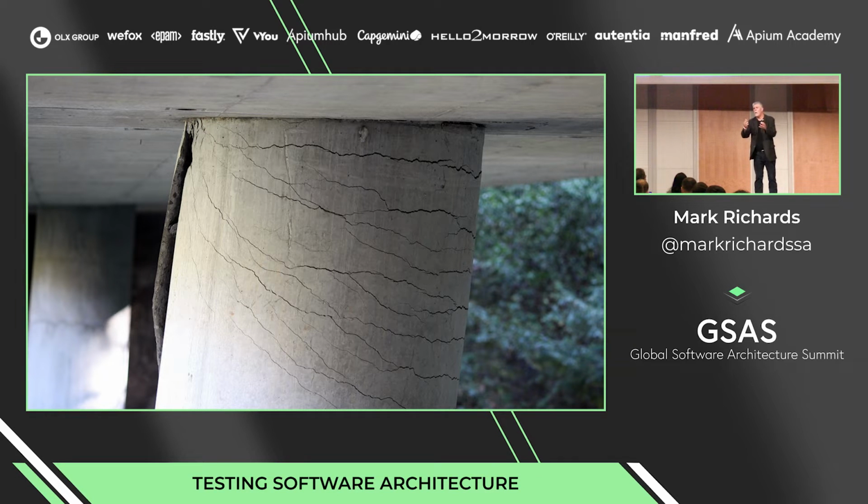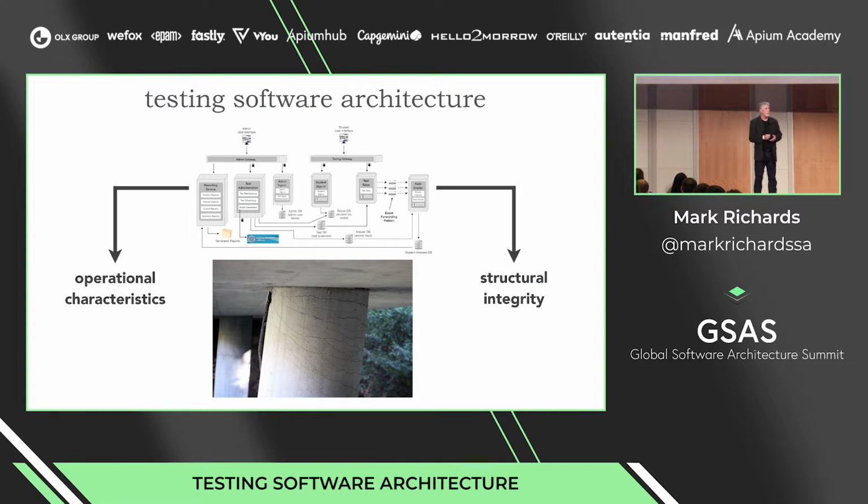Now, all pylons have some cracks, but what we're really looking for, and essentially what we're doing when we test software architecture, is looking for those cracks. Too many cracks, well, you can guess what's going to happen. That bridge will collapse, or that highway bridge will fall down. So there's two things that we can actually do when we're testing software architecture.